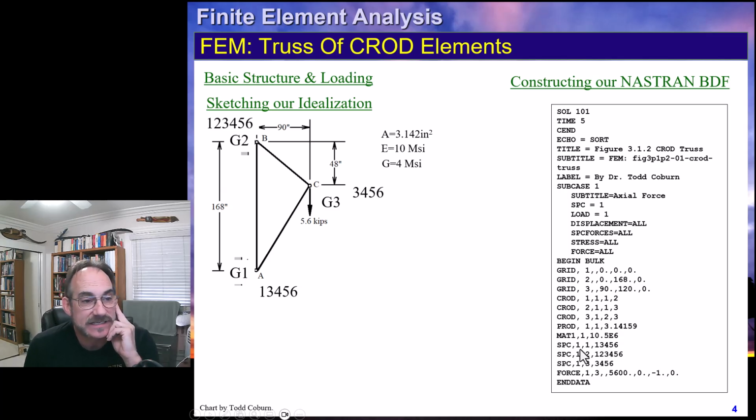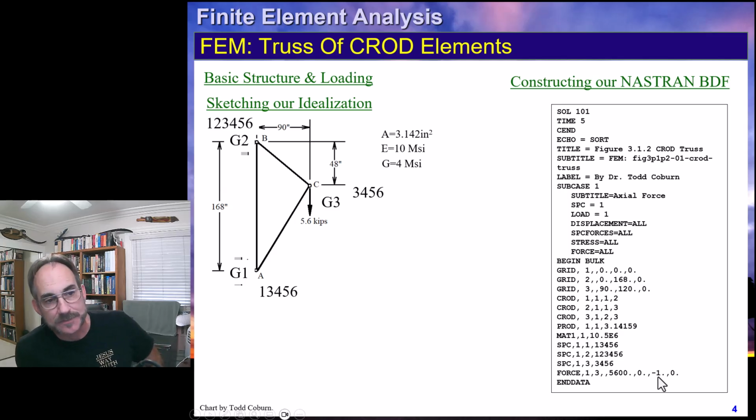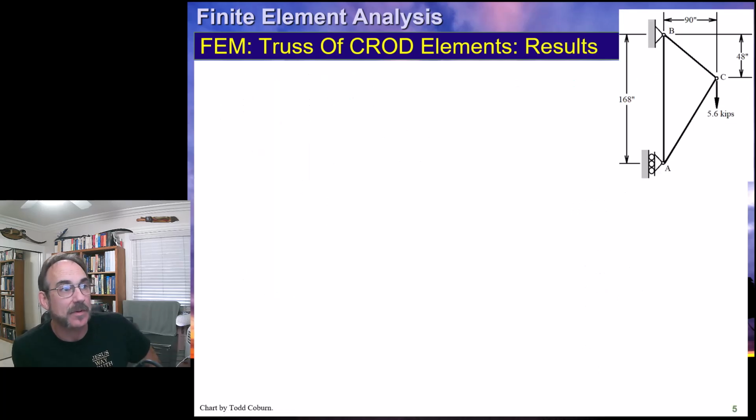Your SPCs, this time we're using the SPC card. We're just going to tie down one node for each. Remember, you can do multiple nodes using the same card if the constraints are the same. So we put in our constraints here. At 1, we've got 1, 3, 4, 5, 6. At 2, we've got 1 through 6. At 3, we have 3, 4, 5, 6. Our force, remember, is in set ID 1. At grid point 3, it's got a magnitude of 5,600 pounds, and it's pointing in the down, the negative y direction. There's our simple model.